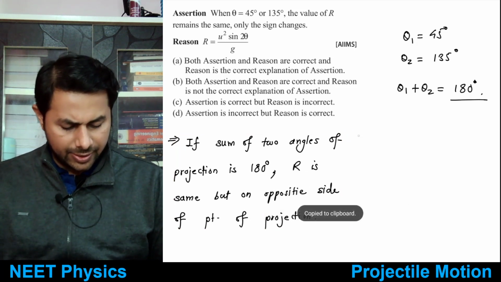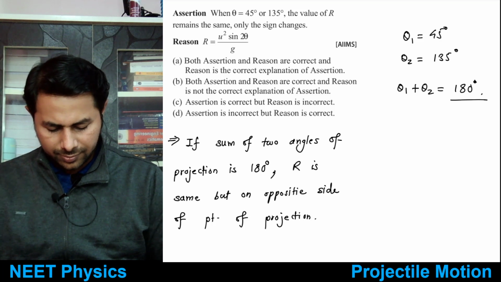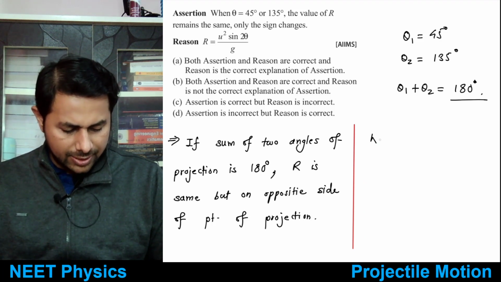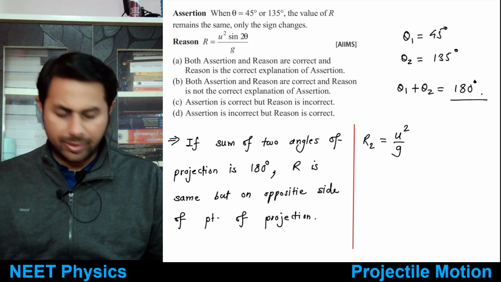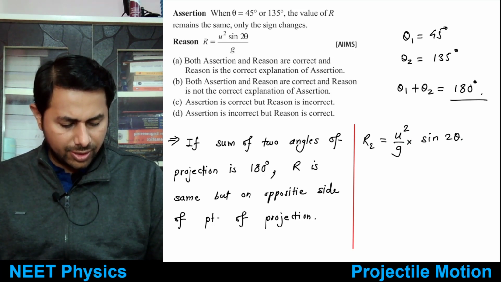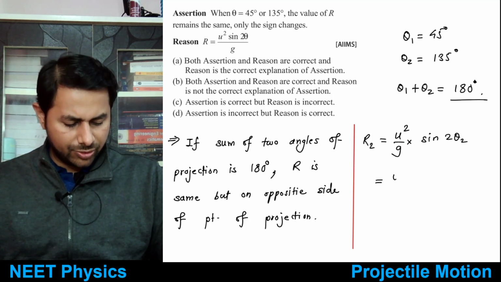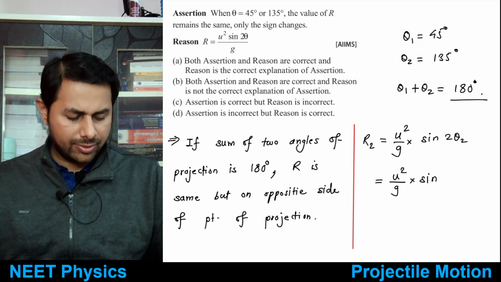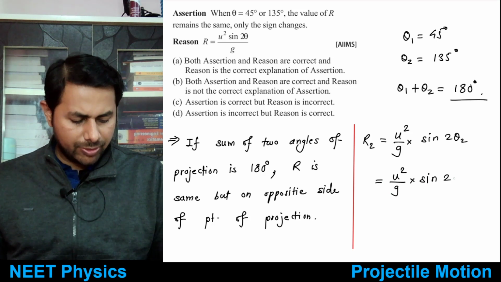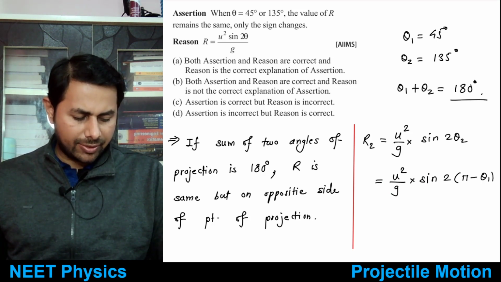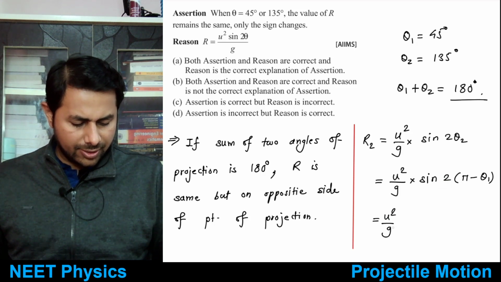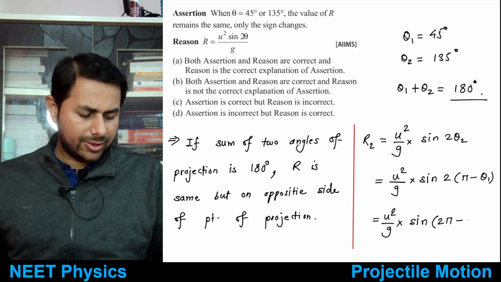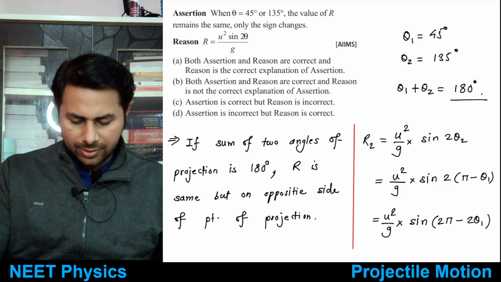Range in the second case, let's call it R2. So R2 will be equal to u square by g, that thing is common, multiplied by sine of 2 theta 2. That is equal to u square by g multiplied by sine of, in place of theta 2 I will put 180 degrees or pi minus theta 1. Then you can multiply by this 2, so you will get u square by g multiplied by sine of 2 pi minus 2 theta 1.